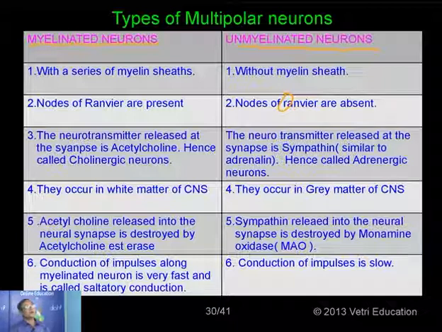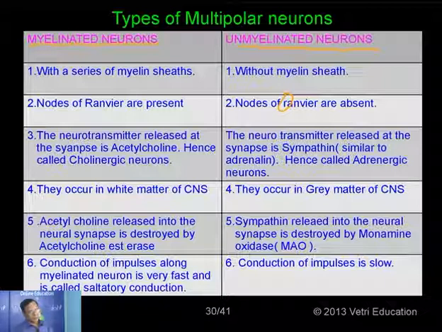Now we know about the conduction of impulses. In the case of nerve cells, the impulses are conducted in the form of electrical impulses. But at the junction of one nerve cell with another nerve cell, the nerve impulses cannot be conducted in the form of electrical impulses. It is conducted only in the form of some chemicals. The contact between one nerve cell and another nerve cell is called a synapse. At the synapse, the impulses are conducted not in the form of electrical impulses but in the form of chemical impulses. And those chemicals that are responsible for transmitting the impulses from one nerve cell to another nerve cell are called neurotransmitters.